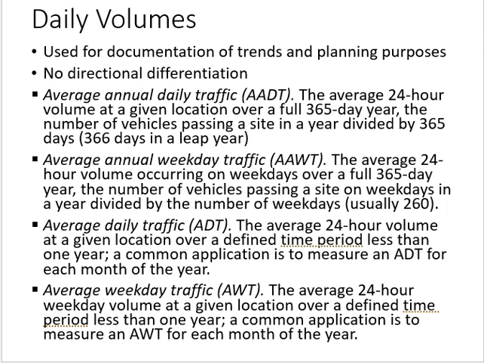So average of 365 days for the traffic of all days, daily. Daily is all the days, right? So for the average annual daily traffic, you are taking an average of 365 days including all days. Clear?